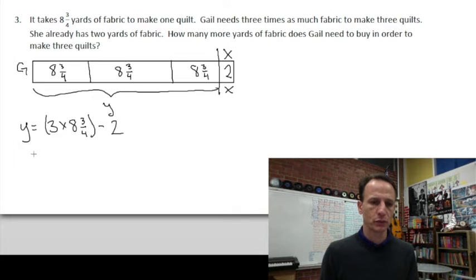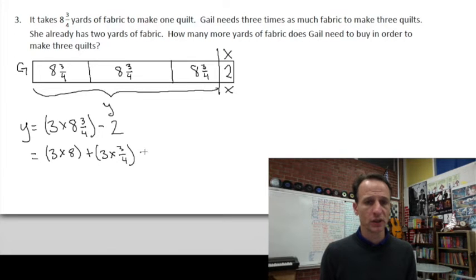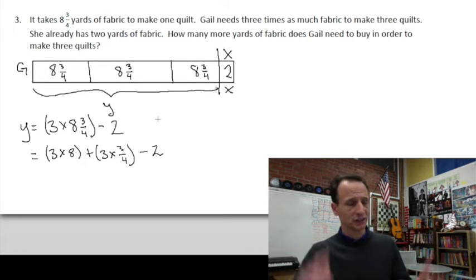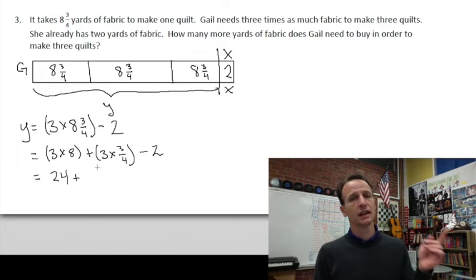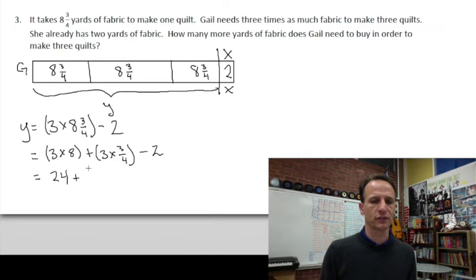Okay, so let's look at this. We'll distribute out. We'll do the multiplication here. We know it's going to be 3 times 8 plus 3 times 3/4, and then we'll subtract the 2. You mathematicians, I know technically I should be using brackets, but that has not been introduced yet, so we're just going to play pretend here. Okay, so 3 times 8 is 24, and then 3 times 3/4 is, yeah, you're getting good at this, 9/4. And then once we get this here, then we can subtract the 2 from it.